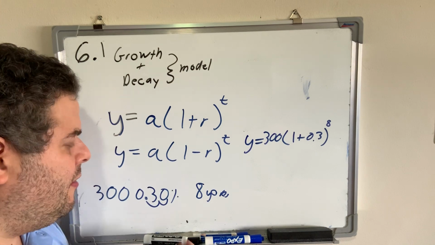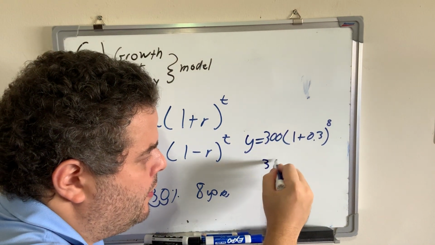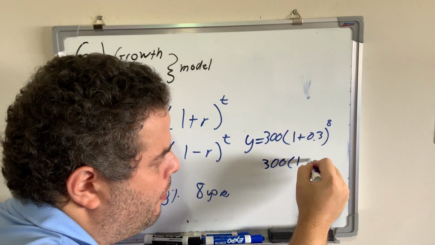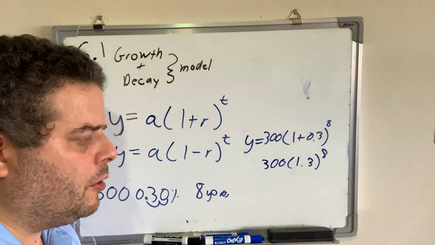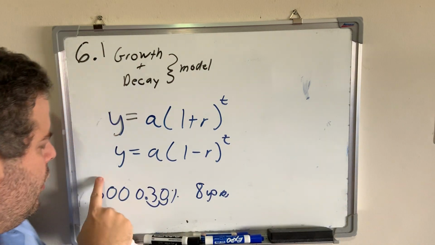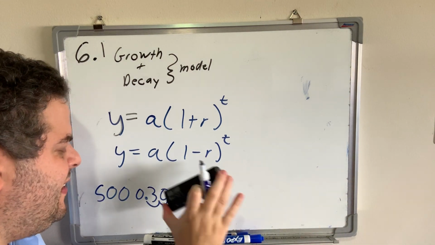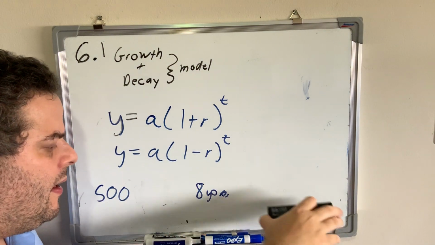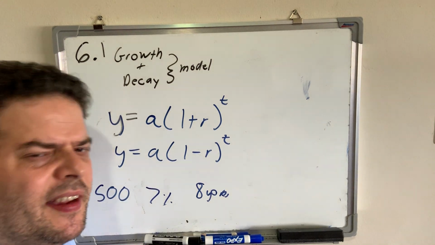Now let's say instead of growing, so again, just to rewrite this, you'd have 300 times 1.3 to the 8th power. Elevate and then multiply. Now let's say instead of growing, you have 500 rabbits, and there is a disease in your rabbit farm that's killing off 7% of the rabbits every year.